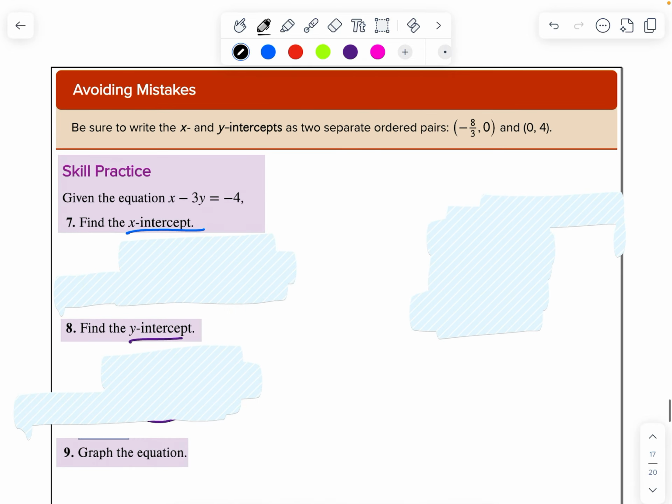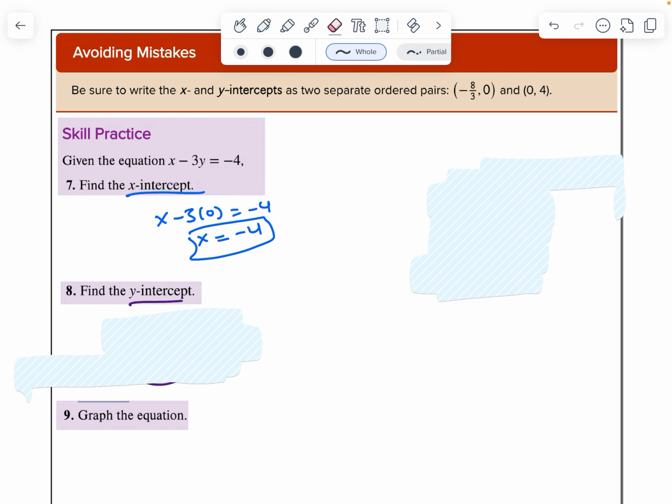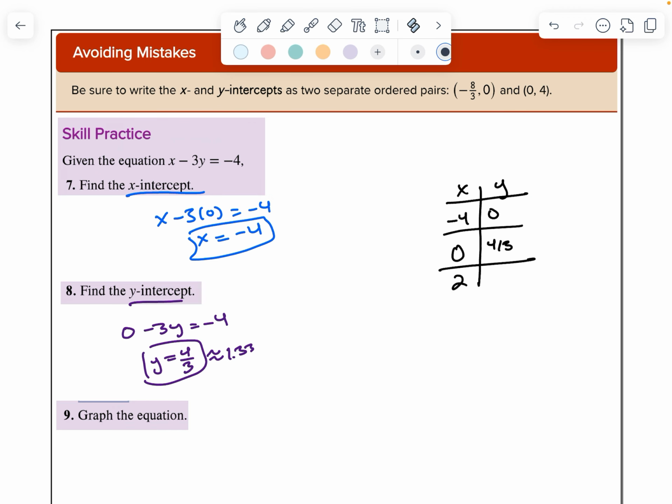Here's another one for you to try. Find the x-intercept. I'm going to erase that. Find the y-intercept. Here's your y-intercept. I added those to a t-chart just so you could see how it would look. And notice that I got a fraction. That's okay. We can graph that fraction, or we can pick another number that doesn't make a fraction.